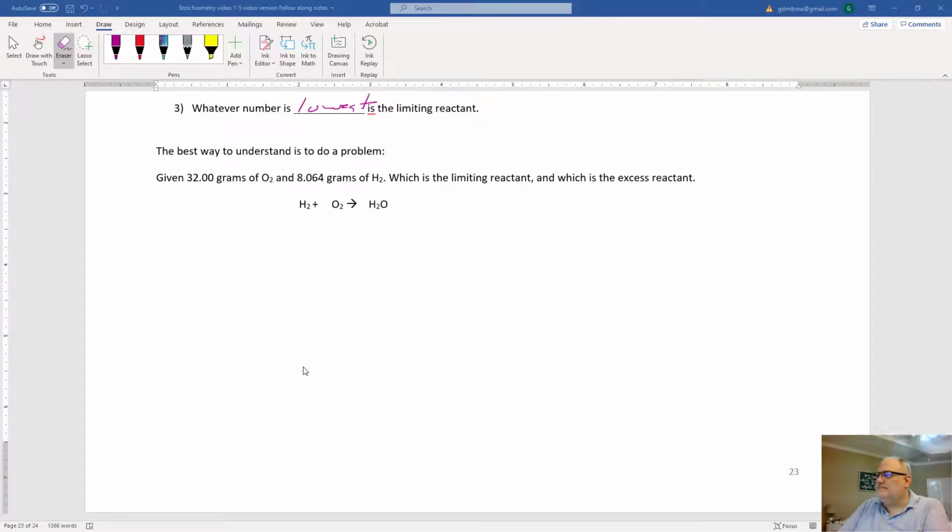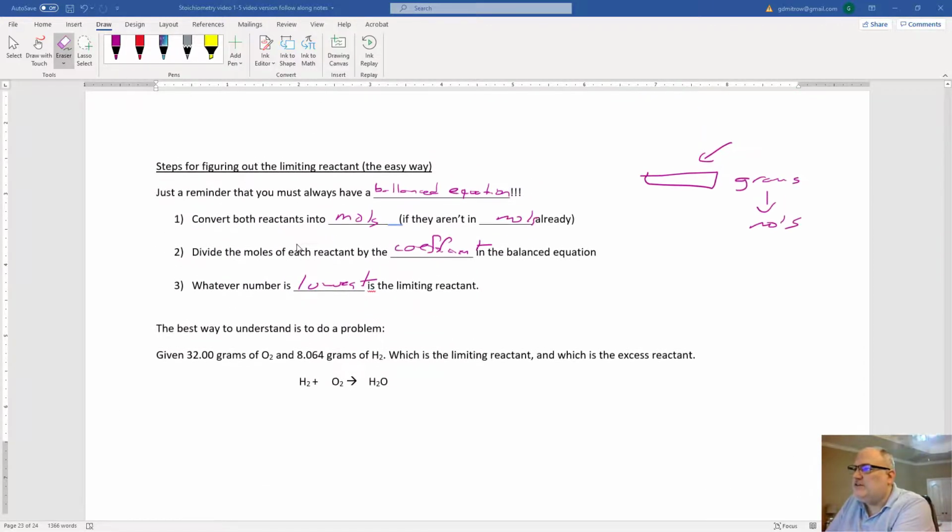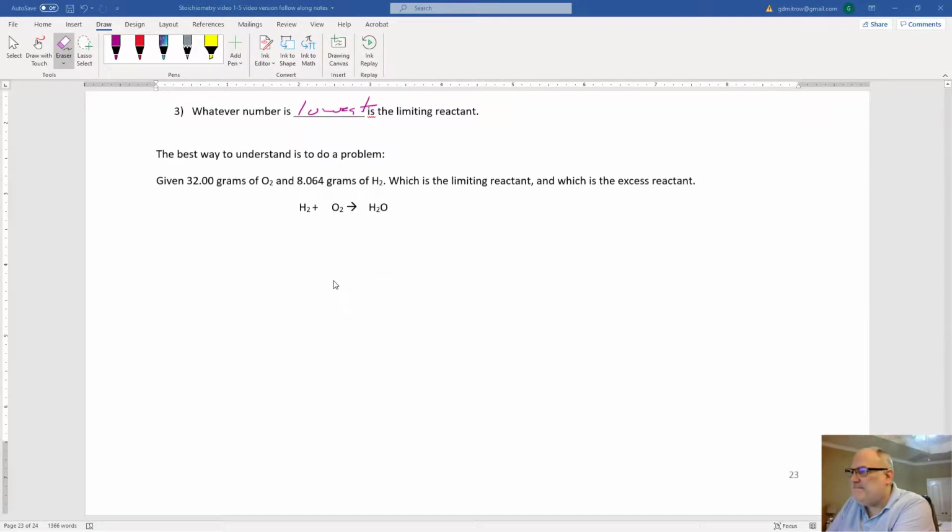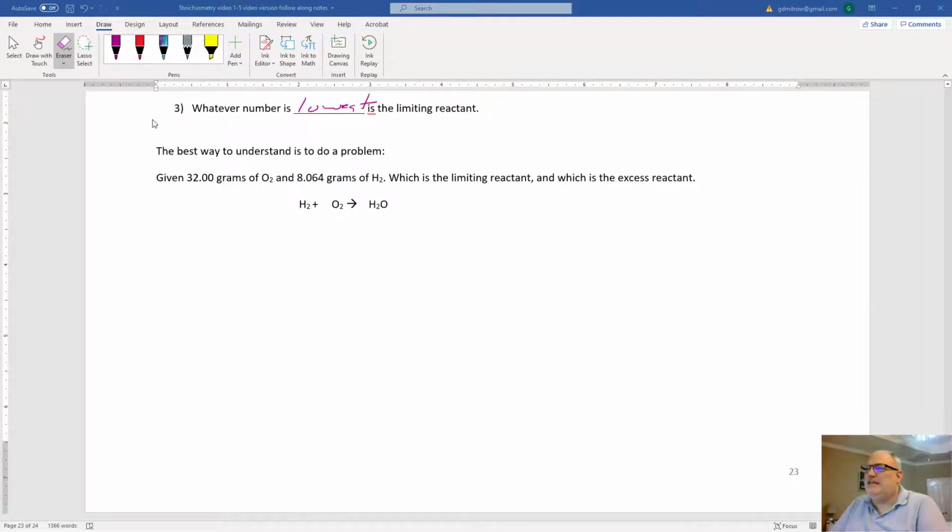So let's take a look at this problem right now, and if you take notice here, you might have thought we were going to jump right into the steps up above and convert both the reactants to moles, but there's a step beforehand that says you must always have a balanced equation. So let's take a look at this and see if this is truly a balanced equation. If we have 2 hydrogens here, we also have, let me make sure my pen is working here, 2 hydrogens here. Do you see we also have 2 hydrogens here?